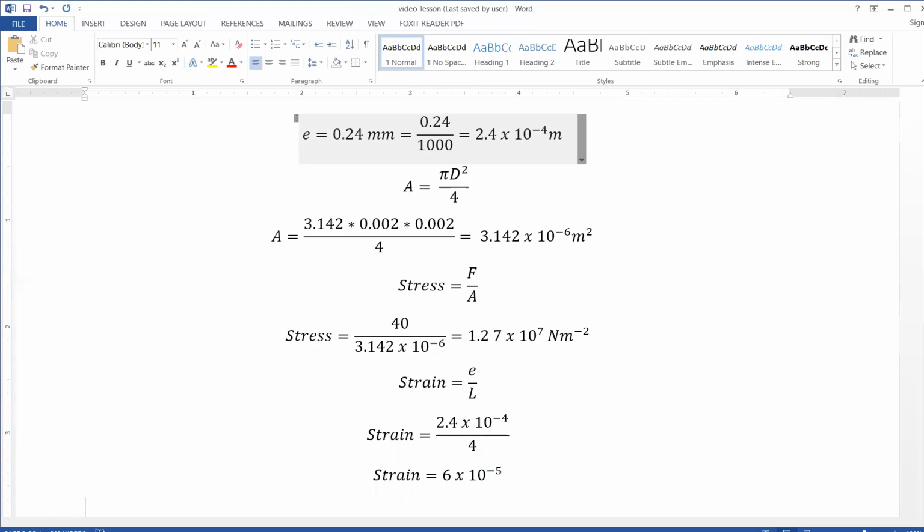Next, you're asked to calculate your Young modulus. So it's important for you to remember that Young modulus is stress over strain.